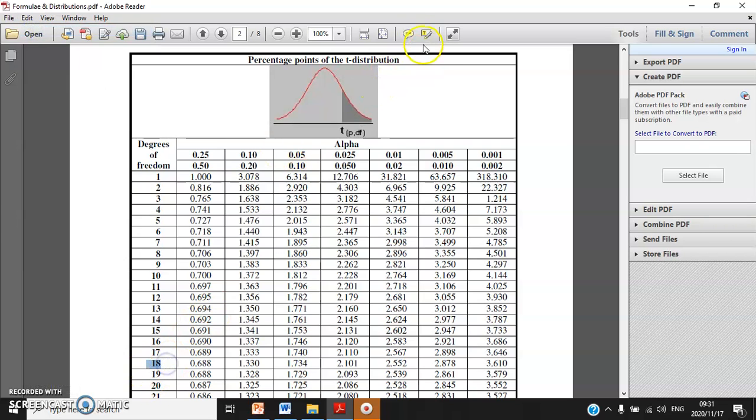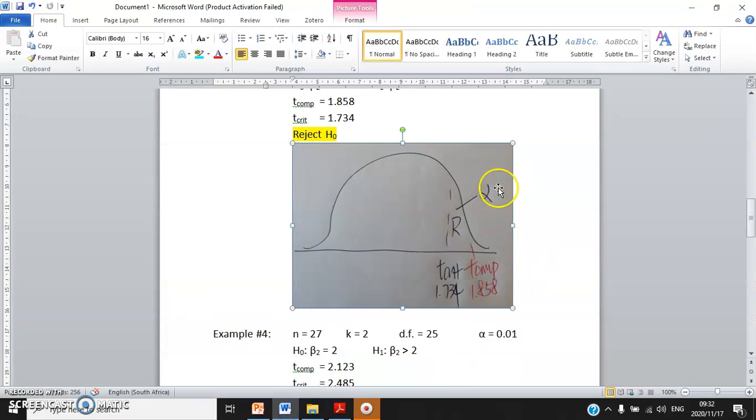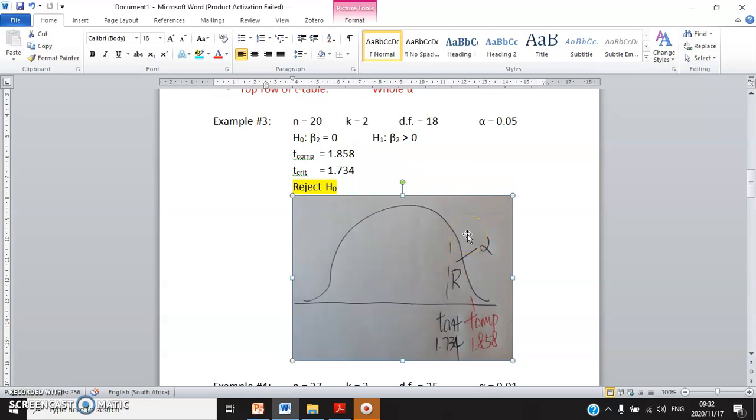Degrees of freedom, 18. Alpha, 5%. Remember, for one-sided test, we only need the top row. The top row gives you the full alpha, 5%. So this is why the critical t-stat is 1.734. Okay? And then from the graphical sketch, you can clearly see, okay, your whole rejection region gives you the whole alpha. We have the whole alpha on the right-hand side because of the words one-sided right tail test. So critical t-stat 1.734, but computed t-stat clearly lies in the rejection region.